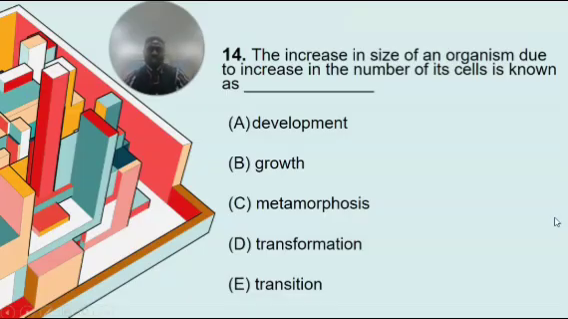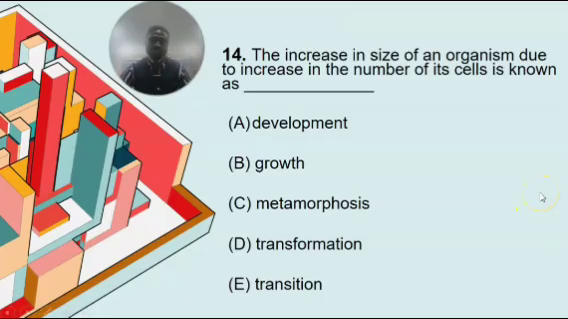Okay, question 14 says the increase in size of an organism due to increase in the number of its cells is known as dash. A, development, B, growth, C, metamorphosis, D, transformation, E, transition. So what's the answer, my scholars? The answer is growth, option B, because growth is defined as the irreversible increase in the size of an organism at a given time and at a given place.